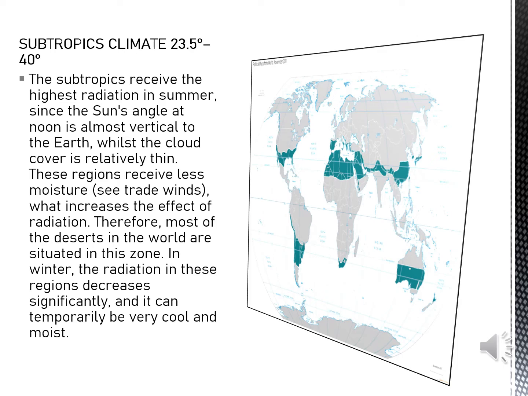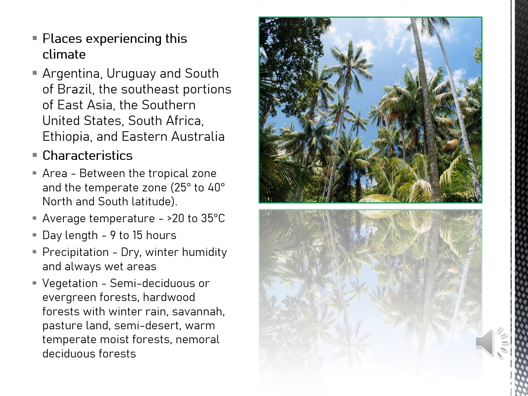In winter, the radiation in these regions decreases significantly, and it can temporarily be very cold and moist. Places experiencing this climate: Argentina, Uruguay, and south of Brazil, the southeast portions of East Asia, the southern United States, South Africa, Ethiopia, and eastern Australia.